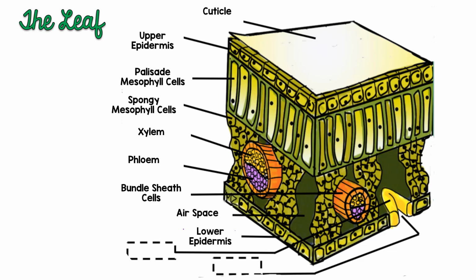Next up here we have the lower epidermis. So now we have reached the very bottom layer of our leaf. This is very much alike, if not identical, to the upper epidermis, except the lower epidermis does not have a cuticle next to it. Simply the bottom layer of our leaf.